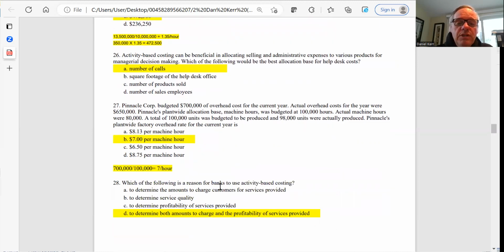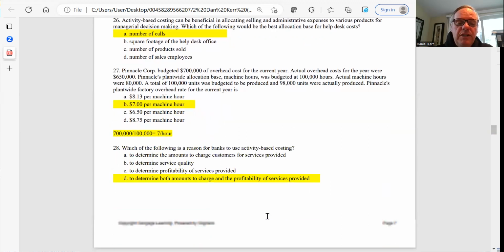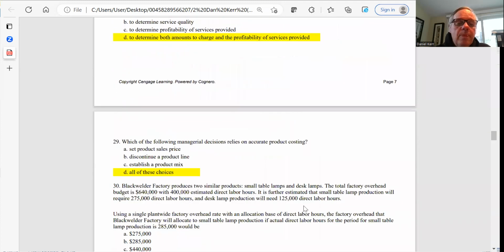28. Which of the following is a reason for banks to use activity-based costing? So it's both for the amount to charge and the profitability of their services. Some of these you've got to take the best right answer, and the best right answer there is D. 29. Which of the following managerial decisions relies on accurate product costing? They all rely on accurate product costing, so the best answer is D.